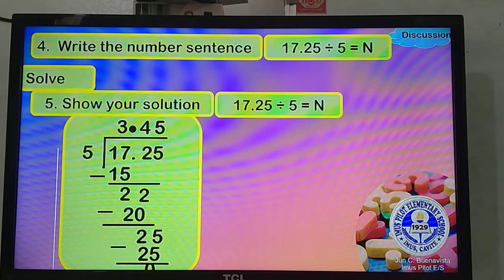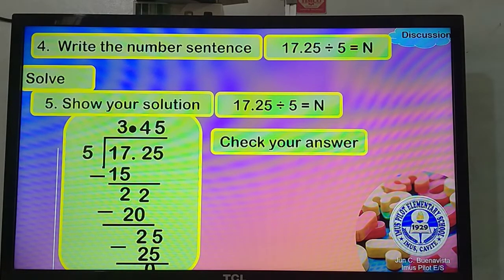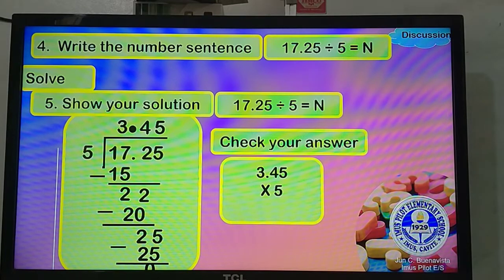So are you done already? No. We are going to check if your answer is correct. How do you check your answer? You are going to multiply the quotient and the divisor. So, in other words, that is 3 and 45 hundredths times 5. Then equals, alright, 5 times 5 equals 25.